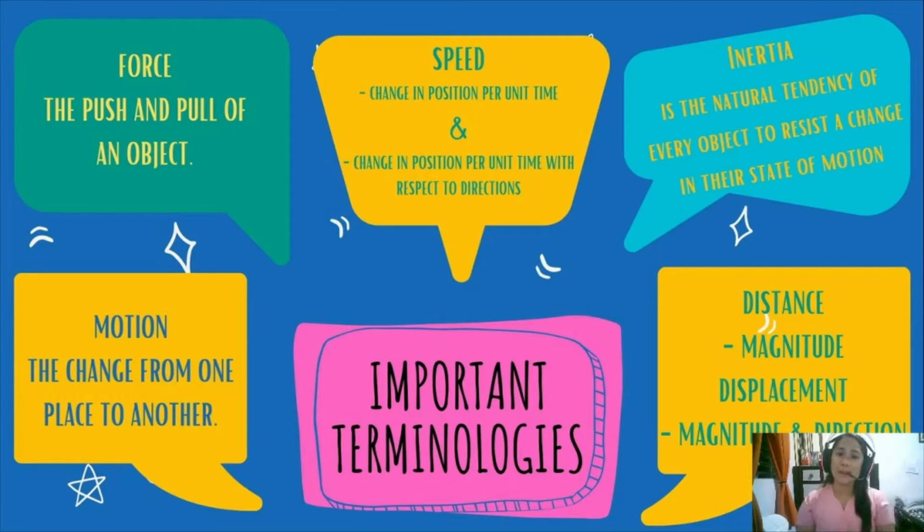And then finally, in our last video, we discussed inertia. So, inertia is the natural tendency of every object to resist a change in its state of motion. So, yung object na nakahinto will remain na nakahinto. And then, yung object naman na gumagalaw, mananatili rin siyang gumagalaw. Kailan lang natin mapapahinto yung gumagalaw at kailan lang din natin mapapagalaw yung nakahinto? Kapag merong outside force na nangialam sa kanya.